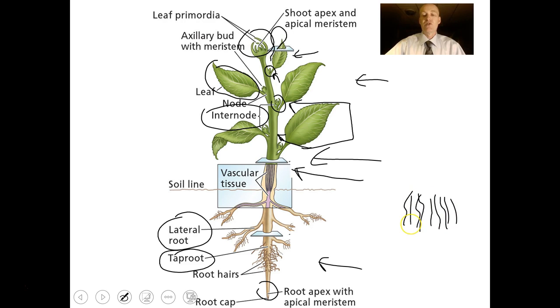And then there are little itty bitty hairs. So you can see little root hairs here and here. This is a little collection of root hairs. So sometimes coming off the lateral root, there will be root hairs. Sometimes coming off the main tap root, there will be little root hairs. And the little root hair's job is to increase the surface area to increase the ability to absorb water and nutrients from the soil.